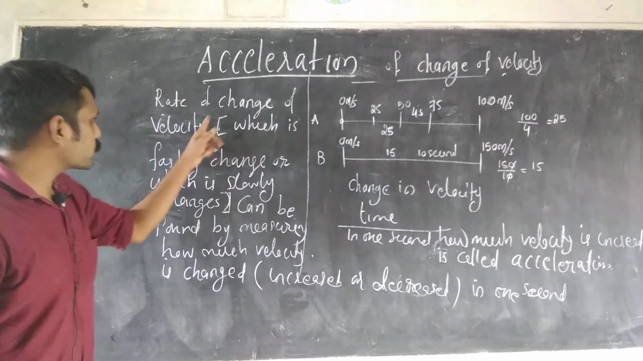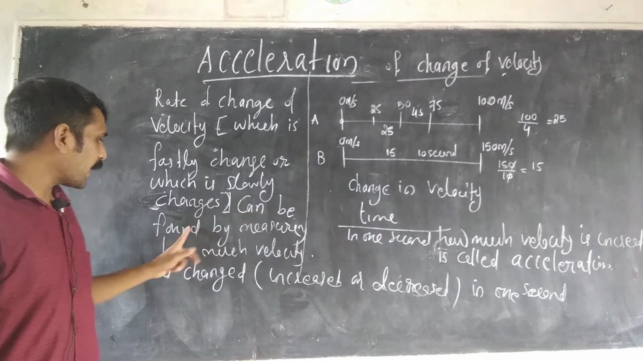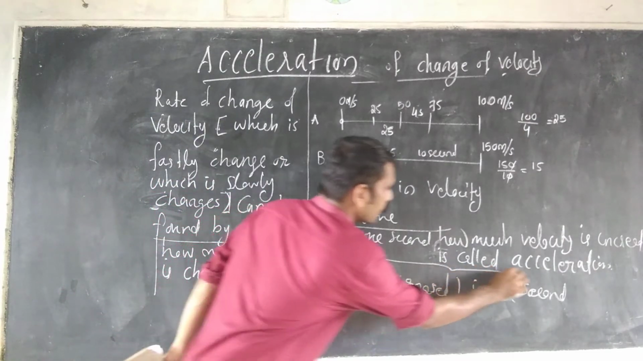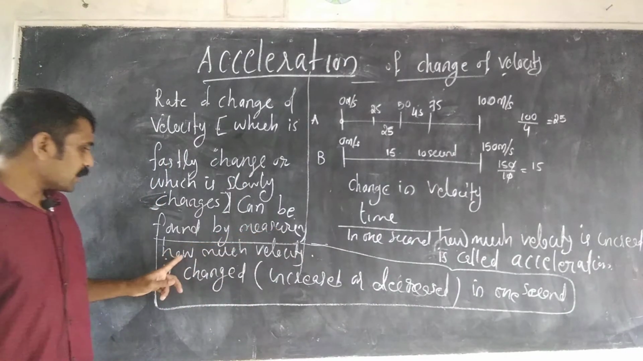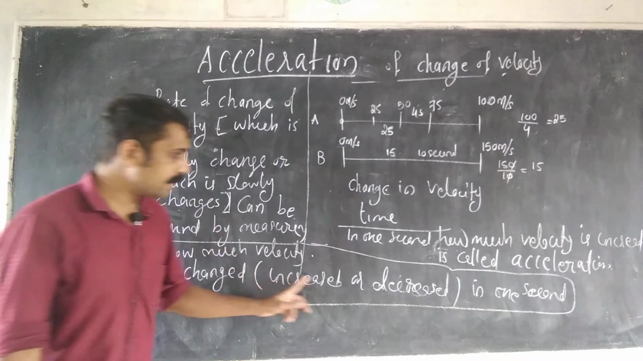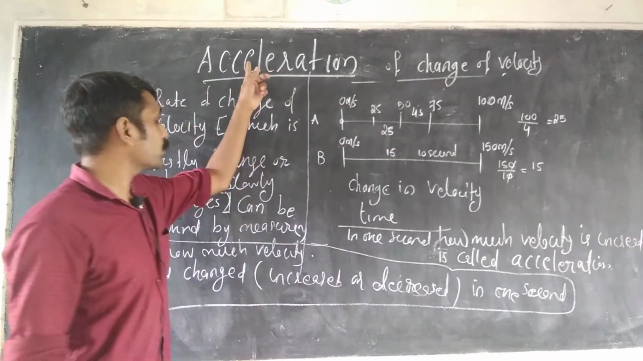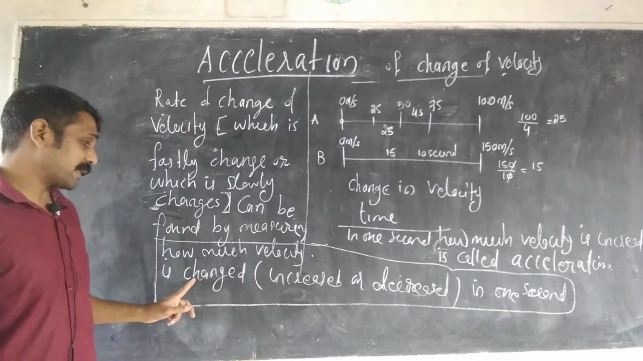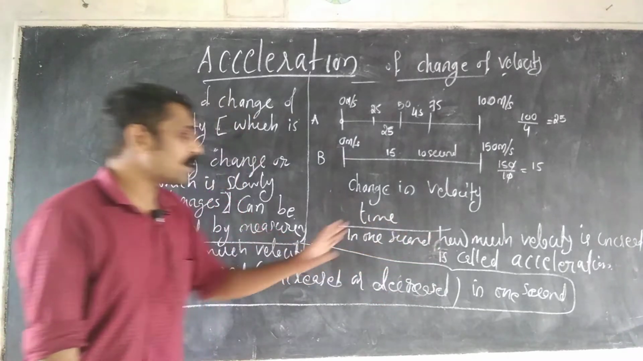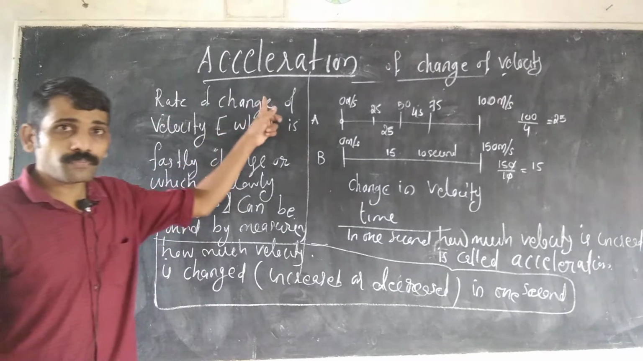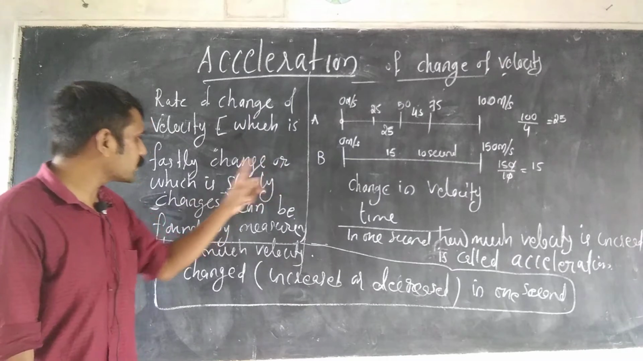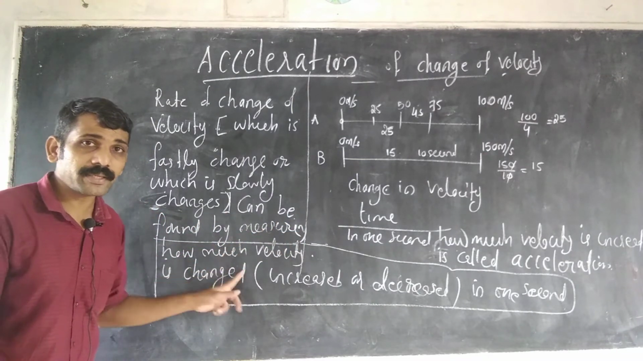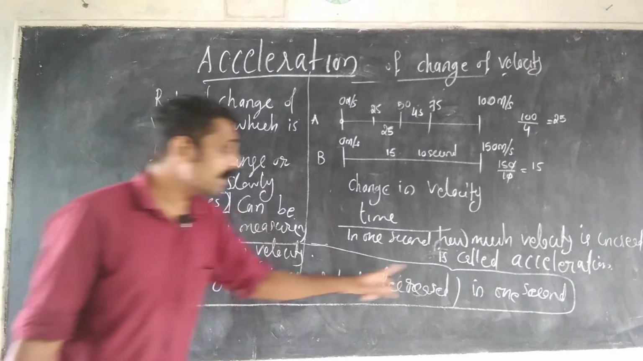So rate of change of velocity, or which changes fast and which changes slowly, can be found by measuring how much velocity is changed or increased in 1 second. How much velocity is increased in 1 second is called what? Acceleration. So rate of change of velocity can be found by measuring acceleration. Acceleration means how much velocity is changed in 1 second.